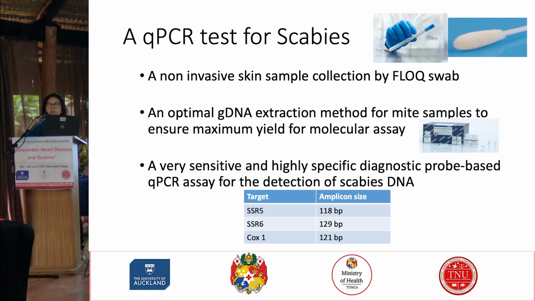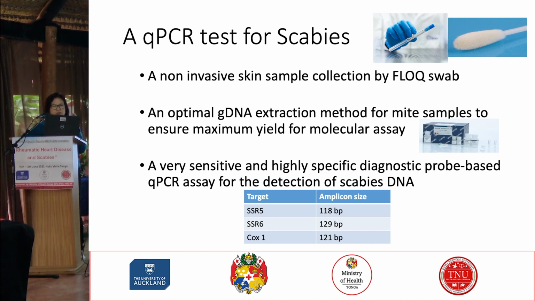And we have also optimized a methodology where you can just buy a commercially available kit to extract your mite DNA. Then again, we went to the literature and found a type of gene, which is a mitochondrial gene, in the Scabies genome.